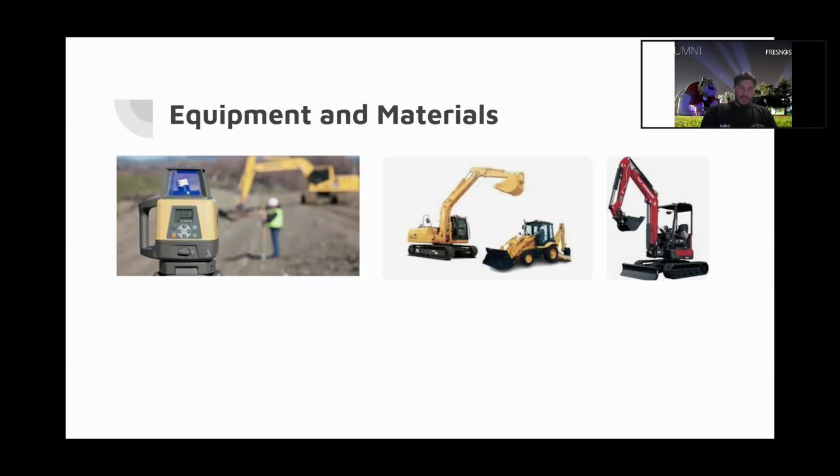Equipment and materials used: you'll have the laser to get your elevations as you're digging and installing pipe, to make sure you're installing at the right grade and elevation. For your gravitational systems, you want to make sure you have the slope that is called out per plan. It'll be in the plan sheets. A lot of the time it's like 0.125 or 0.0125.